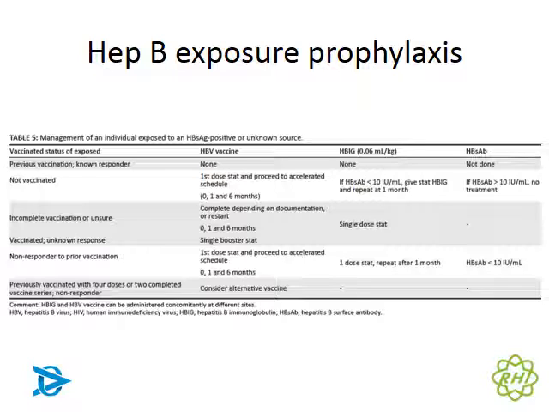If they've not been vaccinated, that's the other extreme. You're obviously going to start their hepatitis B vaccination schedule on that day, an accelerated schedule, and you will give them the hepatitis B immunoglobulin at exposure and again 1 month later. If you're not sure about the vaccination, you would restart the course again.